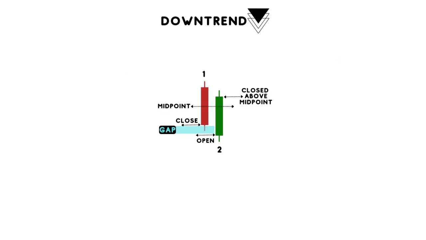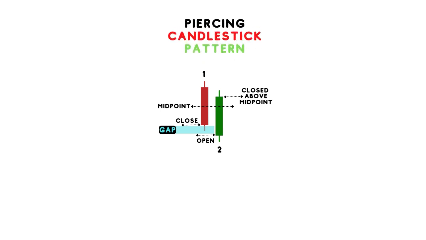In a downtrend, you'll see the first candle, which is bearish, followed by the second candle, which is bullish. This second candle will gap down, opening lower than the close of the first candle, and then close above the midpoint of the first candle. This is the piercing candlestick pattern. When technical indicators such as the RSI are showing bullish divergence and we see an appearance of this piercing pattern, it could signal a potential reversal and buyers are getting ready to take control.